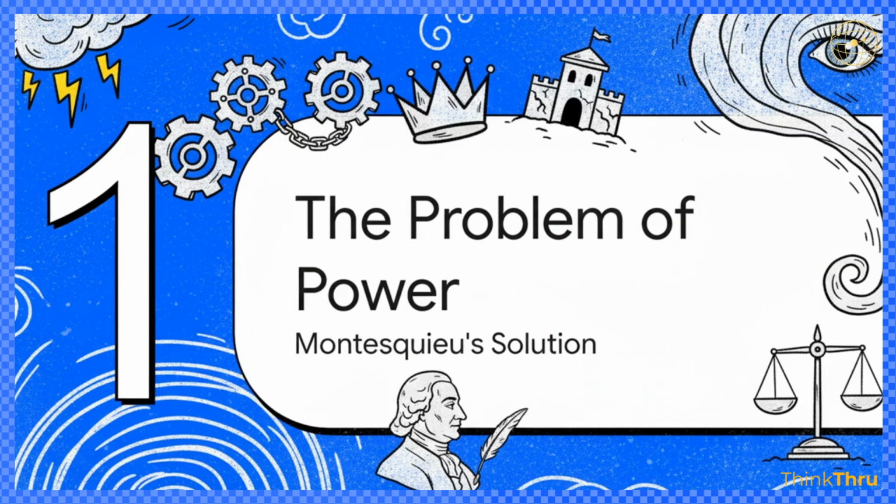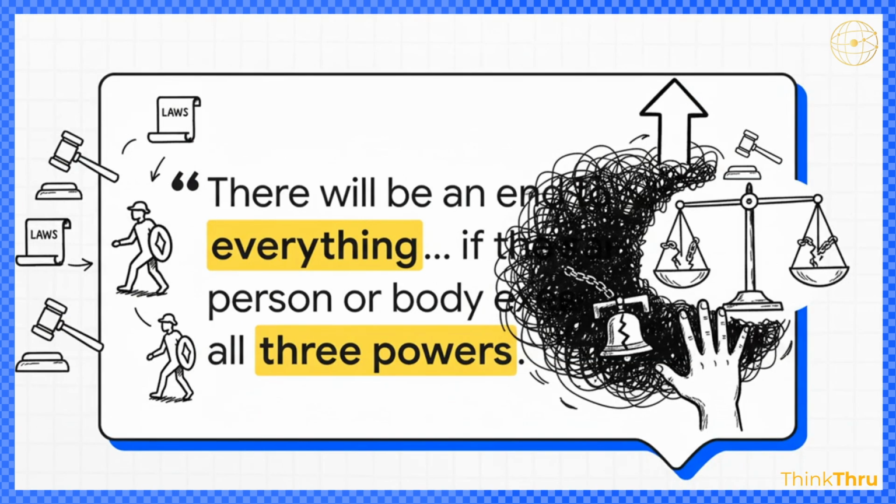All right, let's start at the beginning with the core idea. And for that, we have to talk about the French philosopher Montesquieu. He's the guy who really famously laid this all out. He looked at governments around the world and saw this one universal risk. He argued that your liberty is basically toast if the power to make the laws, enforce the laws, and judge you based on those laws are all in the same hands.